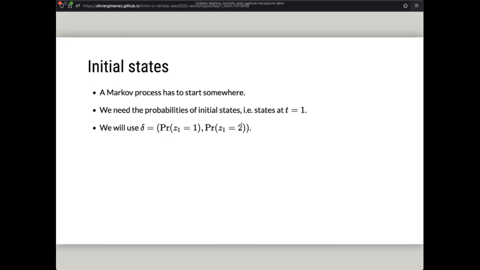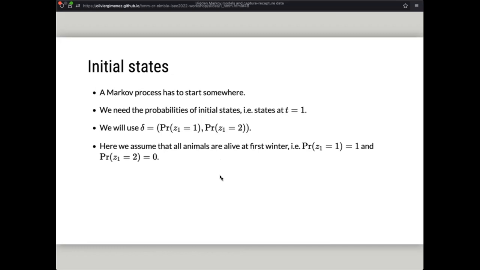So here we will assume that all animals are alive at the first winter. We release everyone at the first winter and they're all alive. So the probability that your state is alive at the first winter is one, because you're all released at the first winter, and the probability that you're dead at the first winter is zero. So delta is just 1, 0. It's a vector with two components, 1, 0.